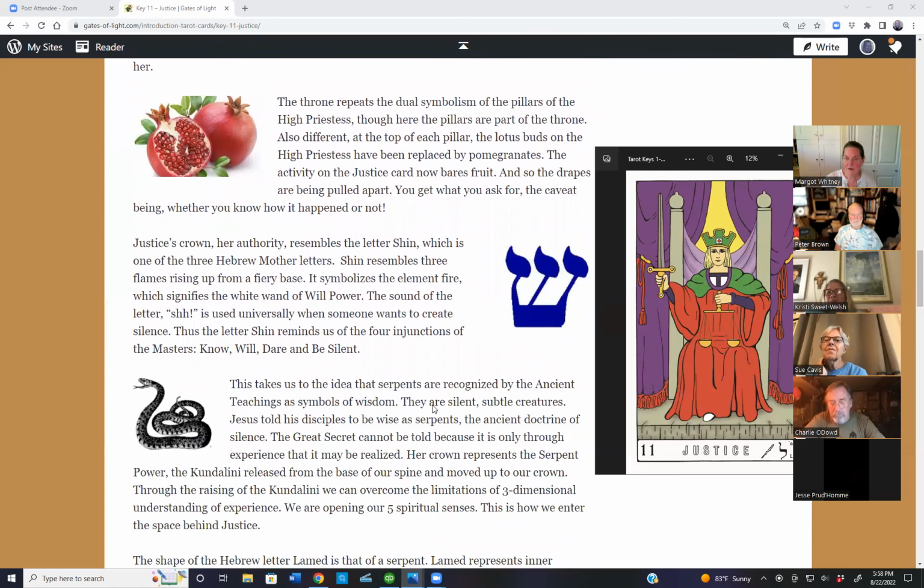Justice's crown, her authority, resembles the letter Shin, which is one of the 3 Hebrew mother letters. Shin resembles 3 flames rising up from a fiery base. It symbolizes the element fire, which signifies the white wand of willpower. Remember that back in the magician's hand? Oh, it would have been, yeah, this hand, and he pointed.